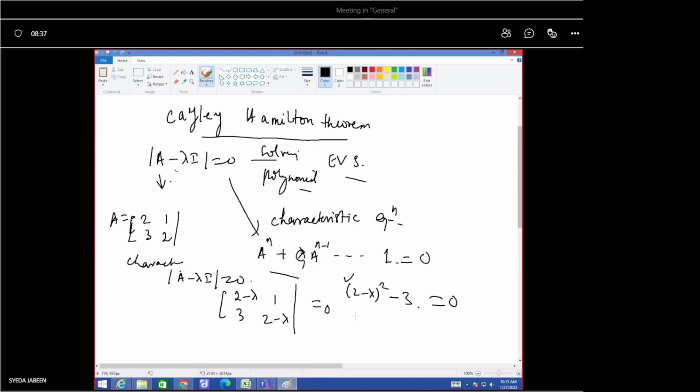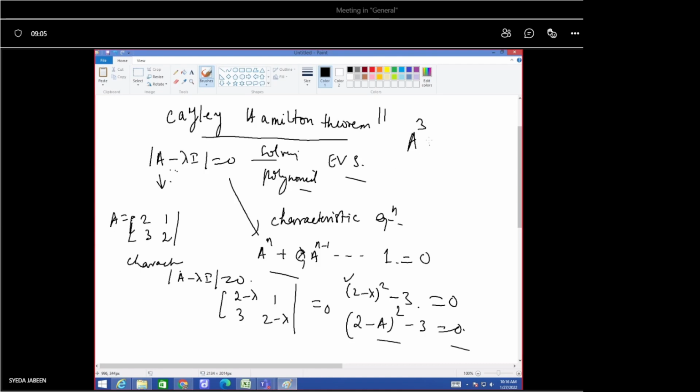So you will get (2 minus A) whole square minus 3 equal to 0. That means when we put this matrix A in the characteristic equation, the left hand side term and the right hand side term will be equal. Actually, one main application of the Cayley-Hamilton theorem is that if you know the characteristic equation, you can find any order of the matrix, any degree term.